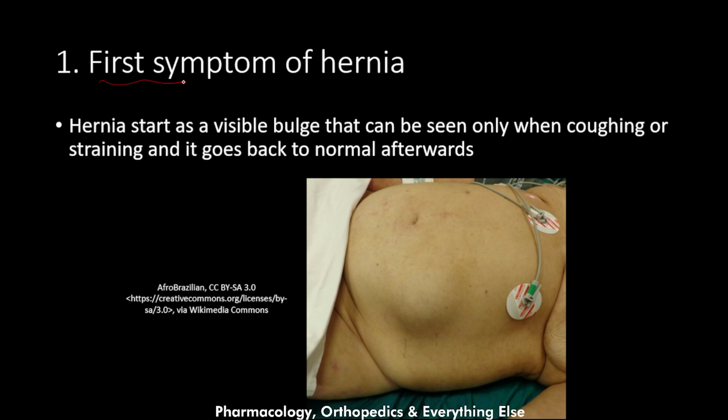So the first symptom of hernia is a visible bulge that can be seen only when coughing or straining, and it goes back to normal afterwards. Meaning there is a bulge on the abdominal wall like this here, and it is only seen when the person coughs or strains their abdomen. Examples of straining are lifting weights, defecating or urinating. And this bulge goes back to normal when the person relaxes again.